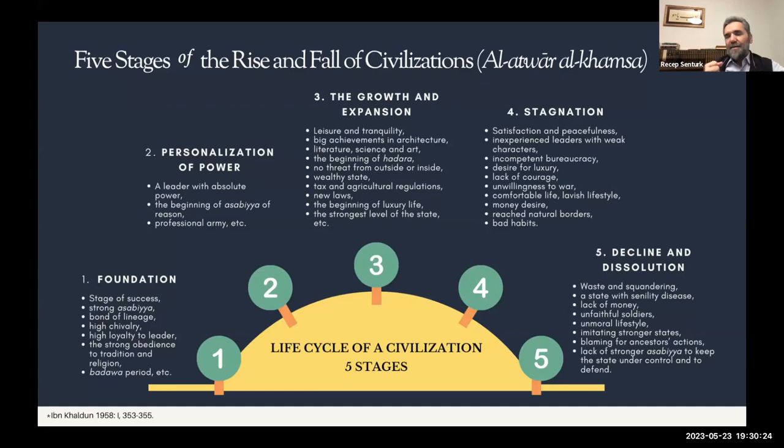As a result, inexperienced, weak leaders emerge, and the bureaucracy becomes incompetent, and people become immersed in luxury. They want to enjoy nice food, nice dress, and they lose their preparedness to go to war, to defend their country. They all run after comfort and a lavish lifestyle. They want to get richer and richer, and they develop some bad habits. Individualism develops at this stage instead of strong group bondage.